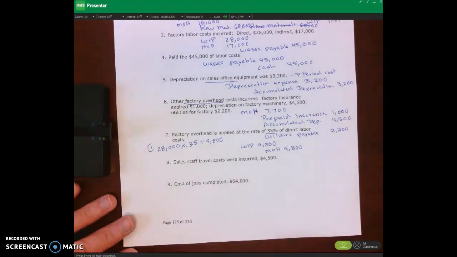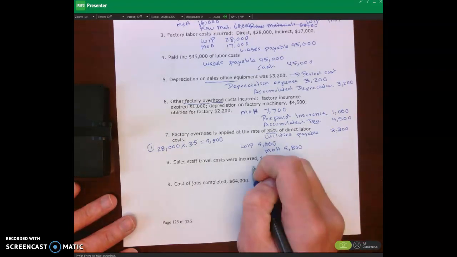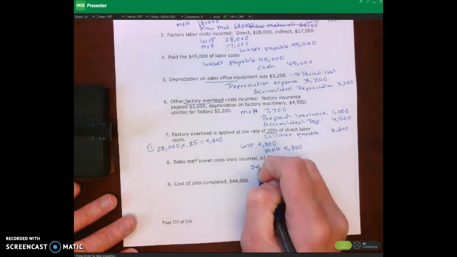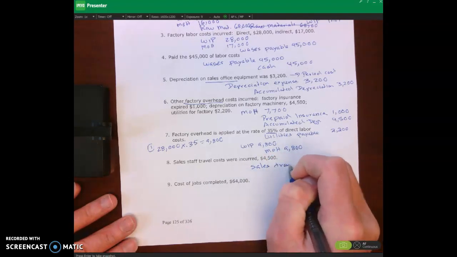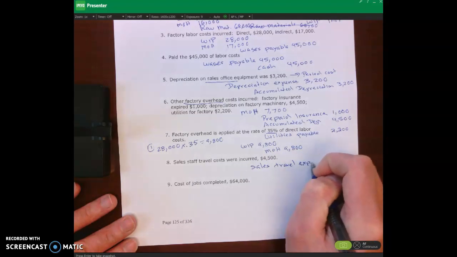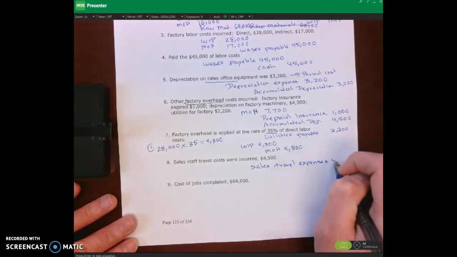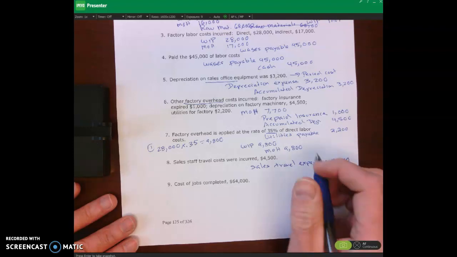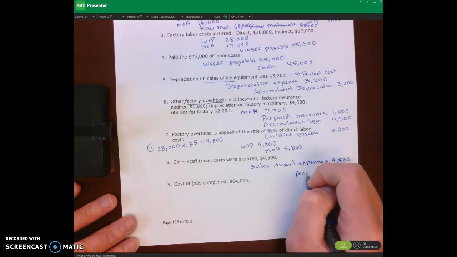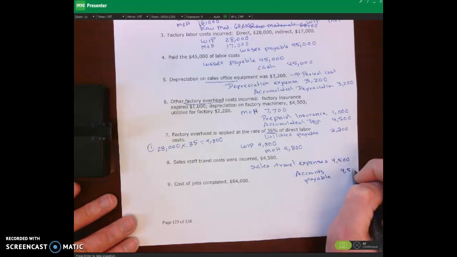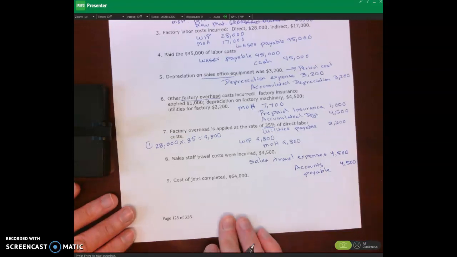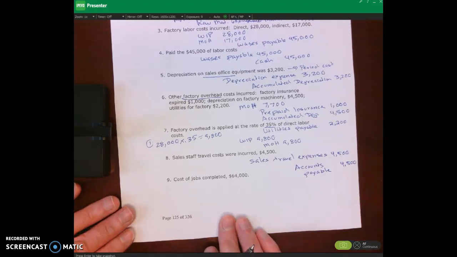Okay? Let's look at these last three. Sales, staff, and travel costs were incurred, $4,500. That's a period cost that does not go to overhead. So we would debit sales travel expenses, $4,500, and then we would credit accounts payable, $4,500.